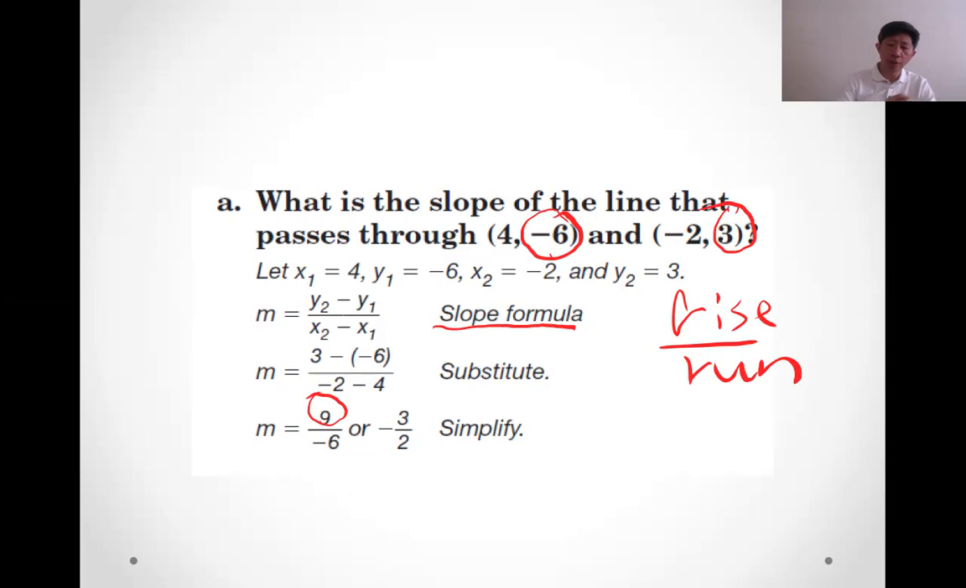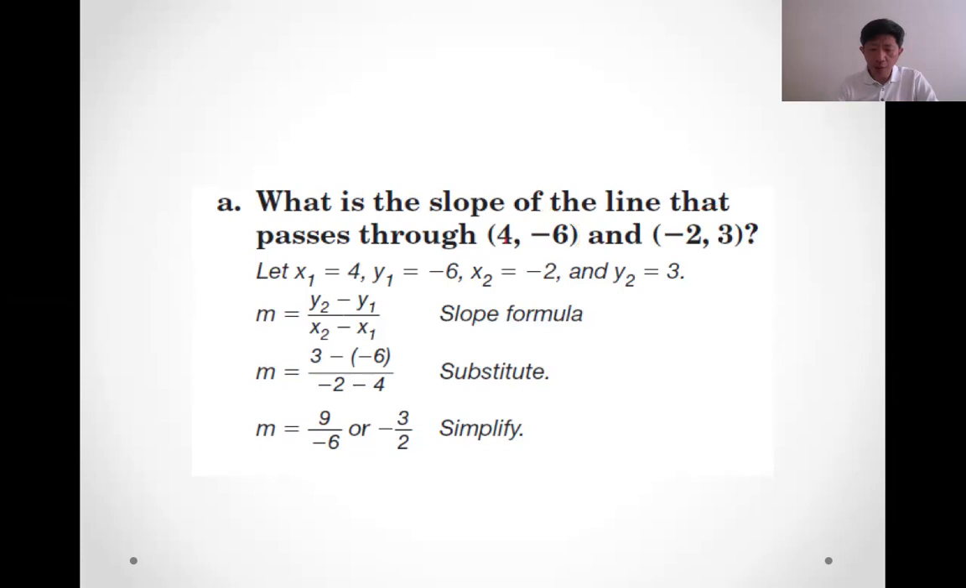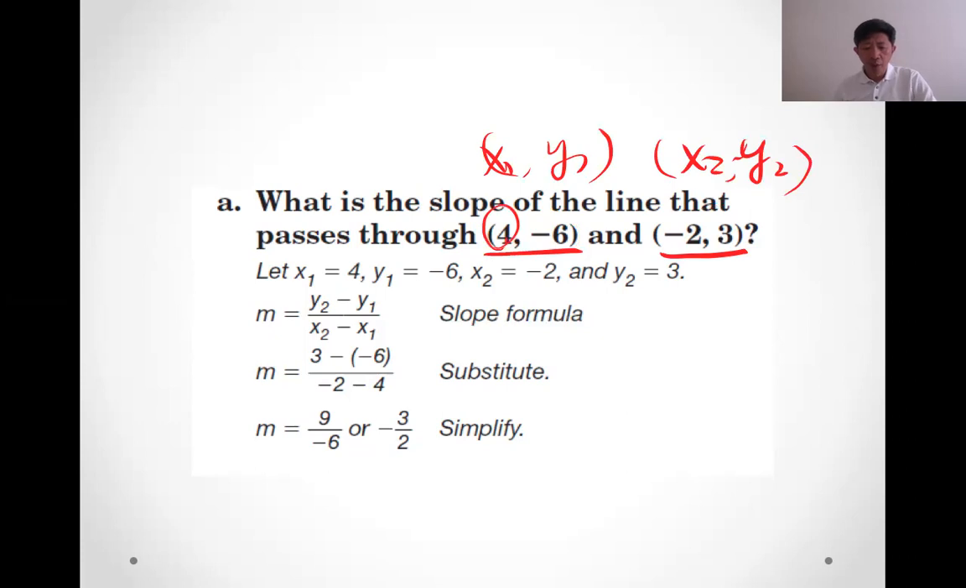x2 minus x1. Let me point out here, this is x1, y1, and this is x2, y2, for this point, right? So now y2 is 3 minus -6, and what is x2? x2 is -2, minus 4, right? And then we substitute.